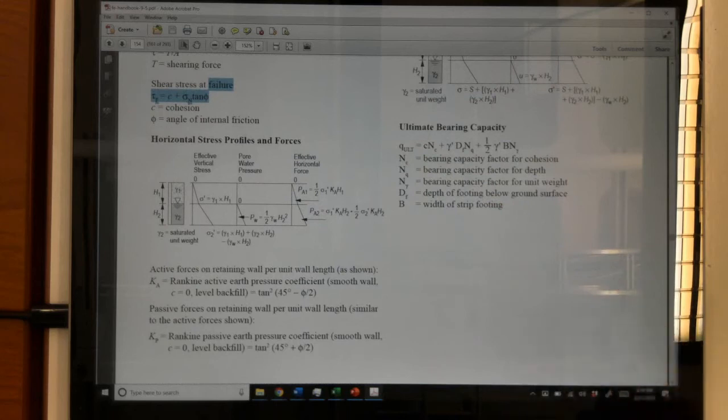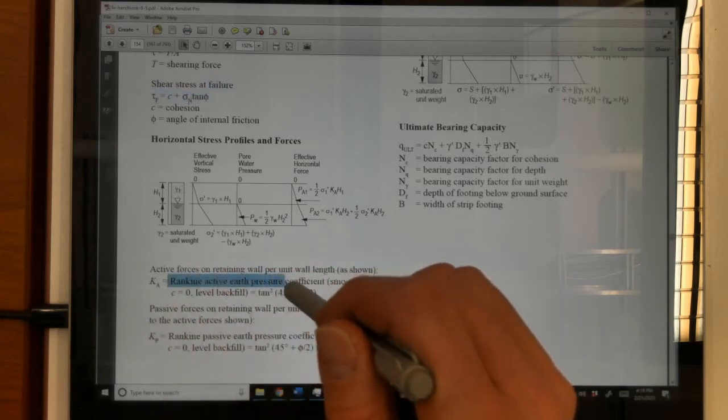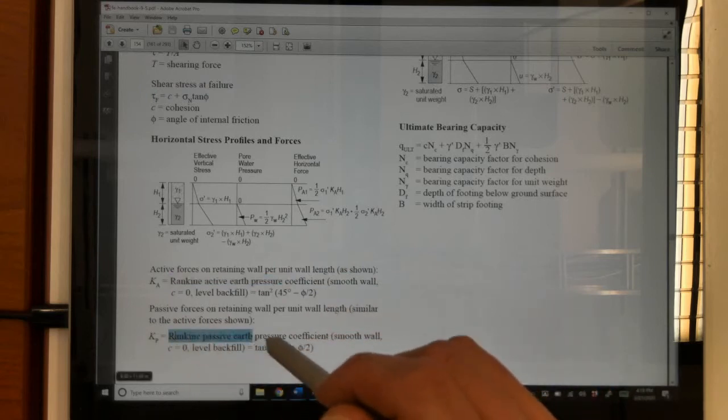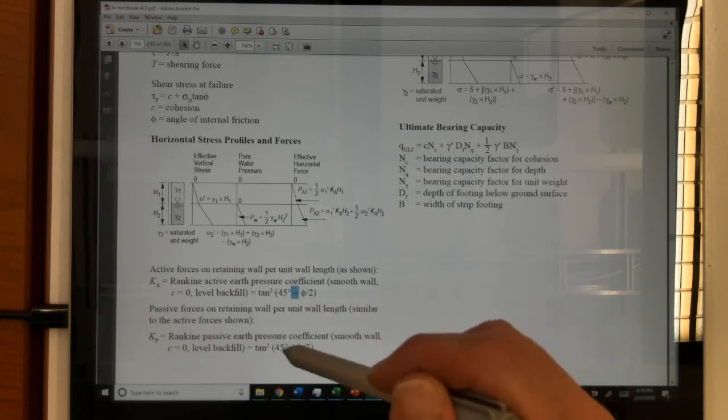Here, these horizontal stress profiles and forces are really the main kinds of questions that they could ask as it relates to pressure on a wall. So this is the foundations piece that I've seen, and you have some equation for active earth pressure to find this coefficient Ka. You have an equation for passive earth pressure, and the only difference is that this one is minus, this one is plus.